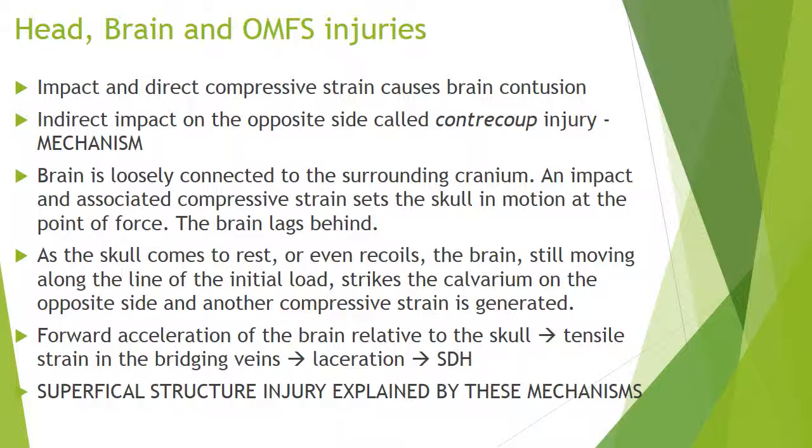The forward acceleration of the brain relative to the skull also creates a tensile strain in the bridging veins, which get lacerated, and this is the cause for a subdural hematoma. So the superficial structures which get injured are explained by these mechanisms.